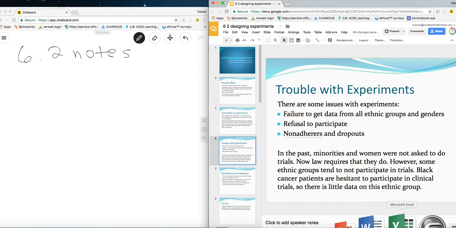So first of all, we could fail to get enough data from all the ethnic groups and genders. So maybe you only experiment on males and you don't know how it would affect females. Or maybe you did whites and blacks, but you didn't do Asians or Hispanics or different things like that. So you want to make sure that you get a good representative of an ethnic group and gender, especially if we're talking about medicine or anything like that.